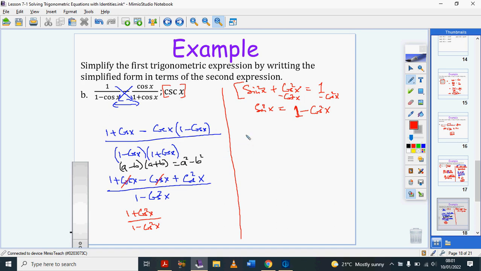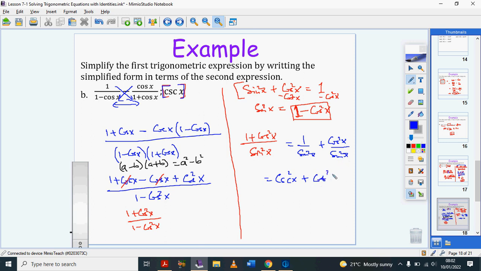So what we have is 1 plus cosine squared x at the top, and then at the bottom I have seen that 1 minus cosine squared x is the same thing as sine squared x, so I'll just put sine squared x. So I've simplified it as much as I can, but they still told me to write it in terms of cosecant. So I'm going to break down this fraction. This fraction is the same thing as 1 over sine squared x plus cosine squared x divided by sine squared x. So 1 over sine squared x is cosecant squared x, but cosine squared x divided by sine squared x is cotangent squared x. So now I need to go and check, is there an expression that relates cotangent with what I want to get?